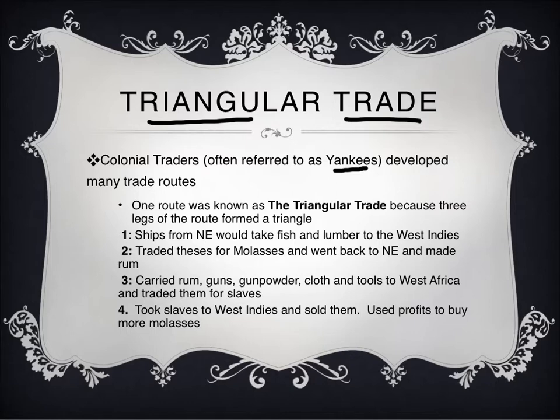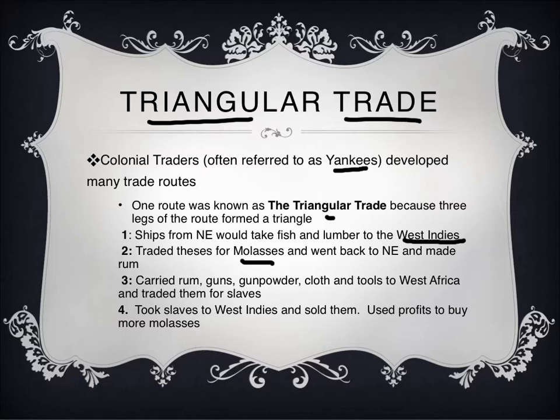It's got three sides, right? So one route was known as triangular trade because three legs formed a triangle, like I mentioned. The first thing they would do, they would look around in New England and go, what do we have a lot of? We have a lot of fish and we have a lot of lumber, right? So they would take all this fish and lumber, load up their ship and go down to the West Indies. They would then trade all that lumber and fish for molasses. It was kind of like a syrup.